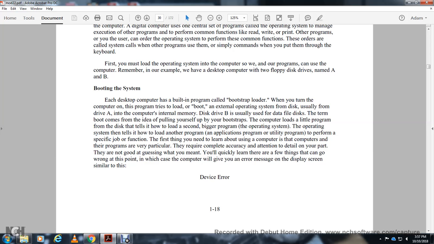The first thing you need to learn about the computer is that the computer and the programs are very practical, but they require complete accuracy and attention to detail on your part. They are not good at guessing what you meant. You quickly learn that there are a few things that can go wrong.